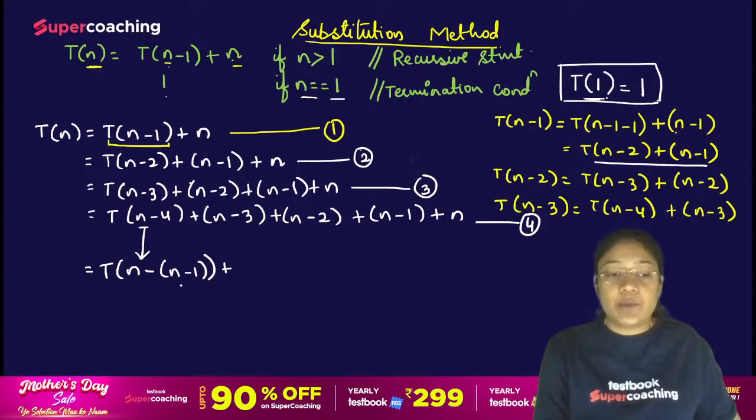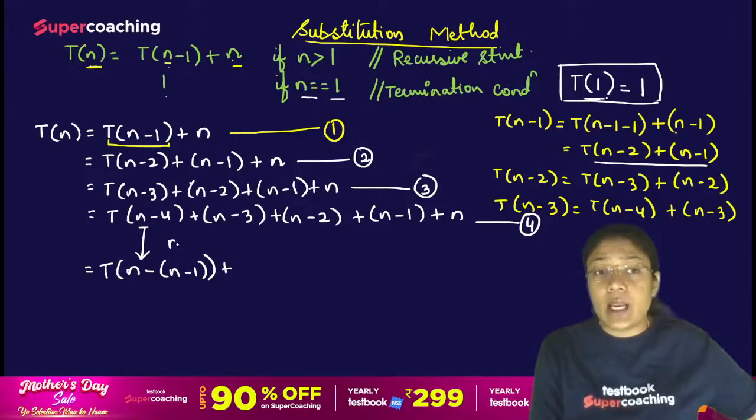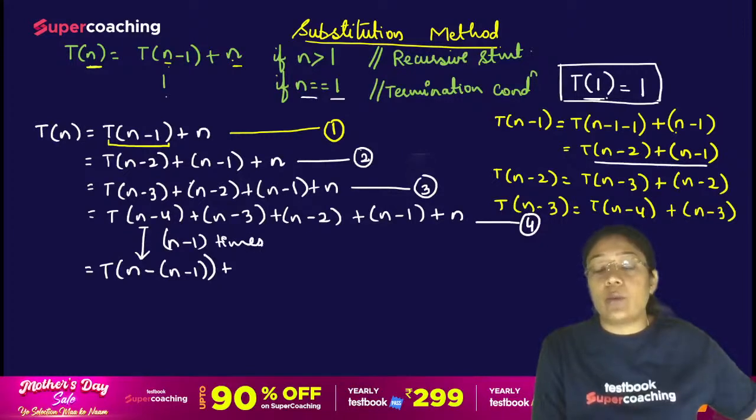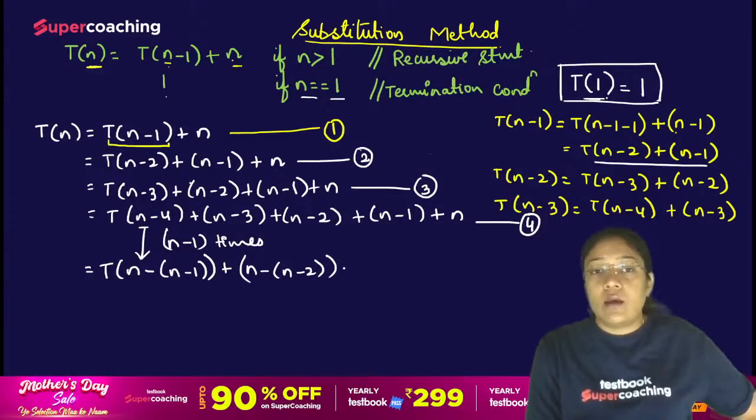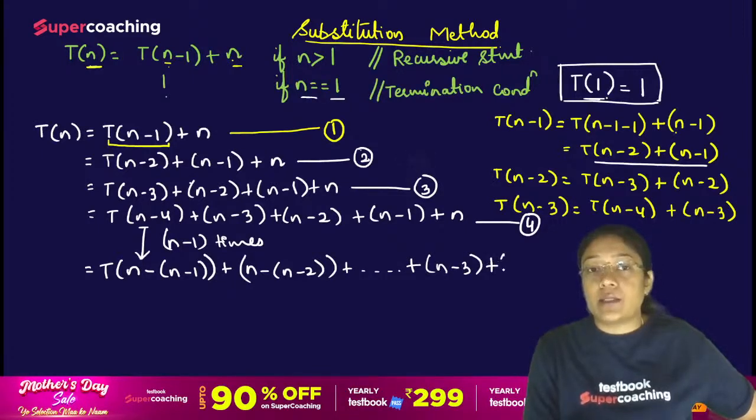plus n में से क्या subtract किया? n minus 1. In order to get the value 1, this step will be repeated for n minus 1 times. n में से अगर यहाँ पे 4 subtract हुआ है, here we are subtracting 3. So n minus 2. And so on. बाकी सारी की सारी equation as it is आएगी n minus 3 plus n minus 2 plus n minus 1 plus n. Right? Simplify this.